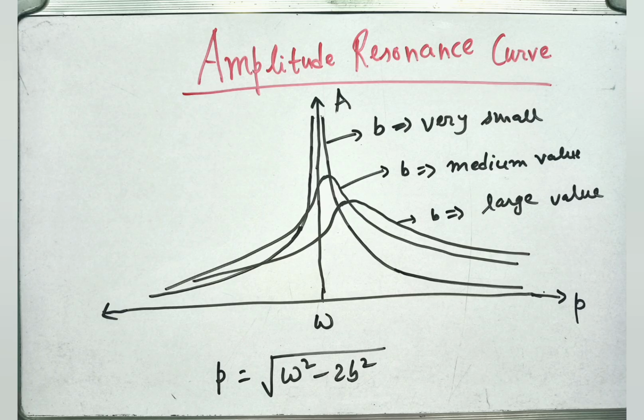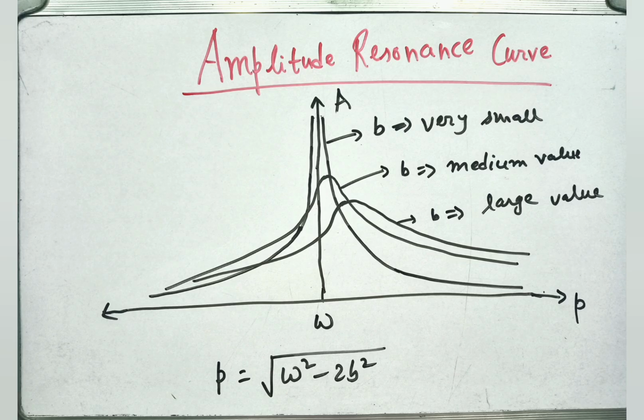Now if we plot the amplitude resonance curve, on the y-axis there will be the amplitude and on the x-axis there will be the variable p, and the center is omega, the natural frequency. So the curves will be like this. When b is very small, you can see it is very sharp, the width is very small. Then if we increase b, the amplitude decreases and the width of the curve becomes more.